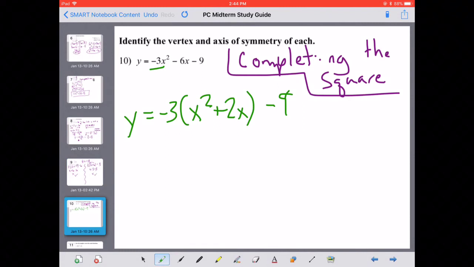The next step is that funky step that a lot of us always got tripped up on. What we're going to do is we're going to take this 2, divide it by half, and then square it. Divide it by 2 and then square it.